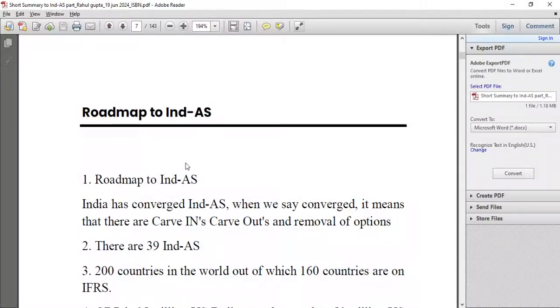Good afternoon, everyone. Today we'll be discussing the Ind-AS introduction. In this introduction, we'll be discussing the roadmap to Ind-AS. So we'll start on this topic.